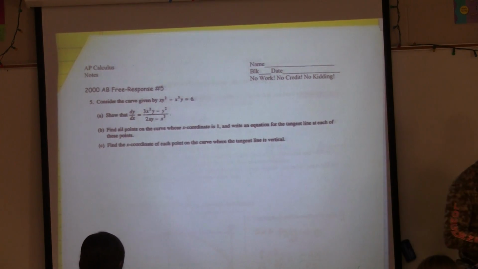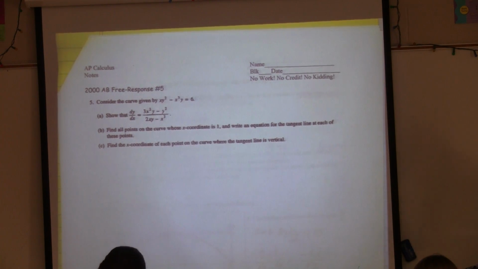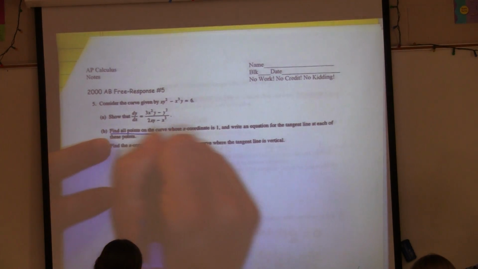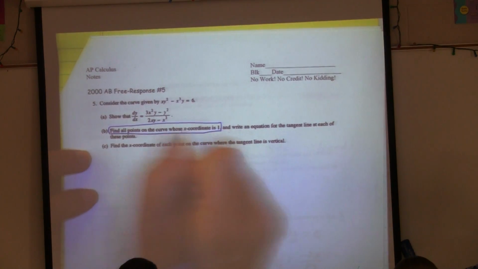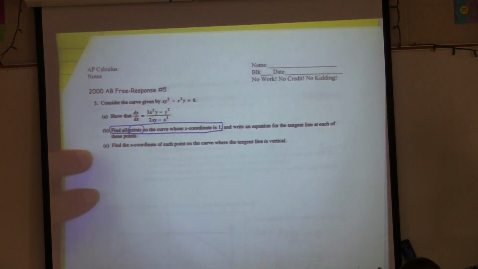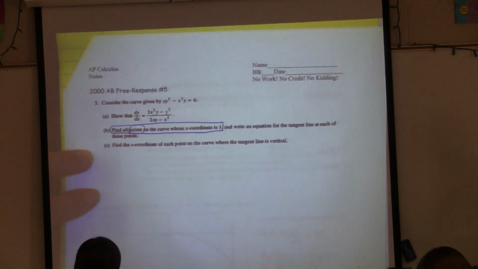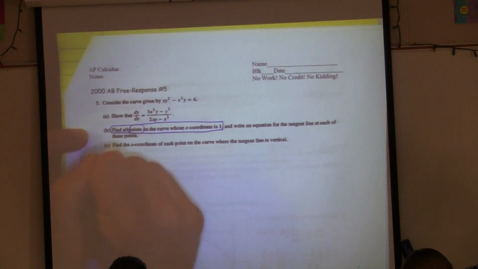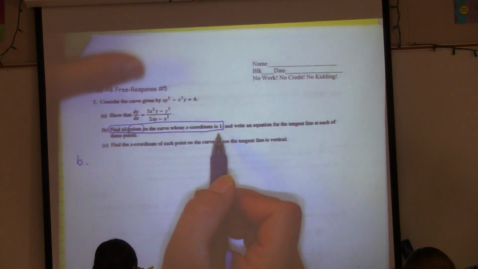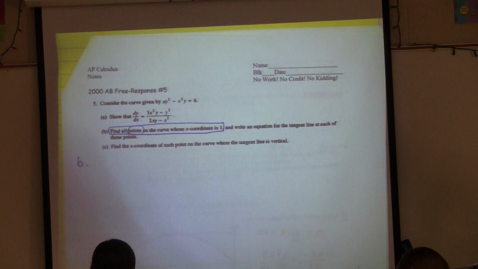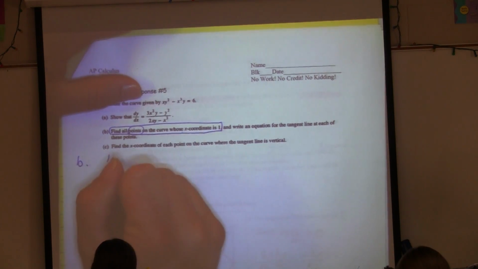Okay, so part B says find all the points on the curve whose x coordinate is 1. So how can I do that? Because that's the first thing they want me to do. If I want the points, I mean, I need an x and a y. What is it that they're giving me? They're giving me an x, so how can I find the y's? Plug it in, okay?